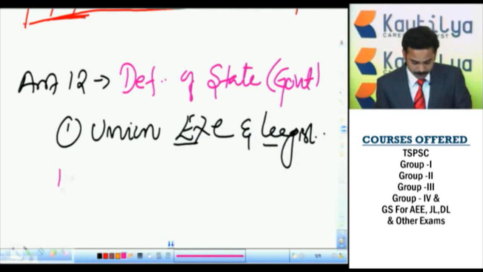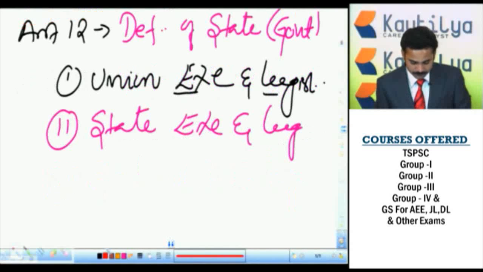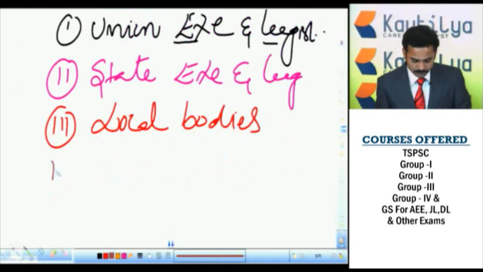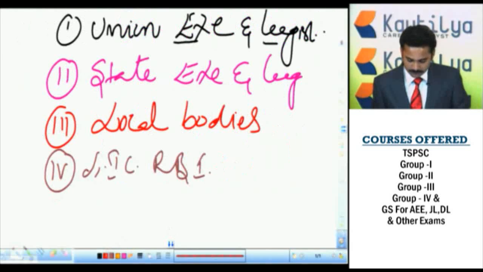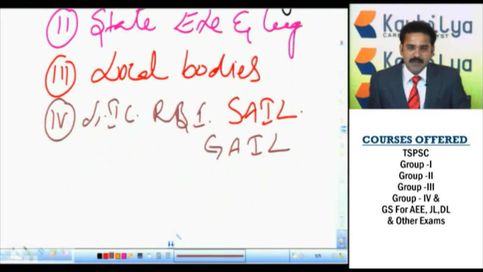And second one, state executive and legislature, and third one, local bodies, and fourth one, LIC, RBI, SAIL, GAIL. These also come under the definition of the state under Article 12. Along with these, any private organization or private body which is financed partly or completely by any of the above state bodies also comes under the definition of the state under Article 12.